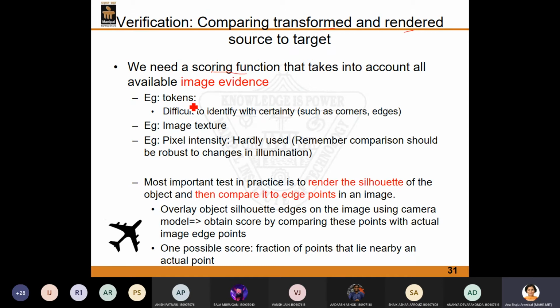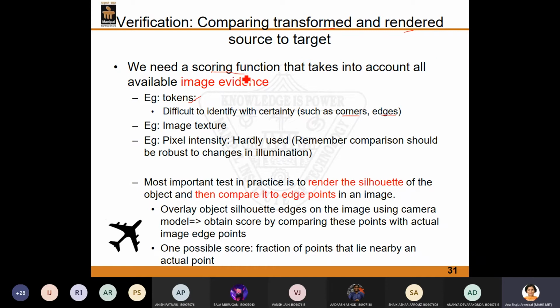That is, either you can use tokens. Tokens in the sense, let's say you're identifying some corners which are present. Okay, you're trying to identify certain edges which are present, and then you're trying to see how many of these tokens actually overlap, and so on. So that is one way in which you can try to see how much is the score.